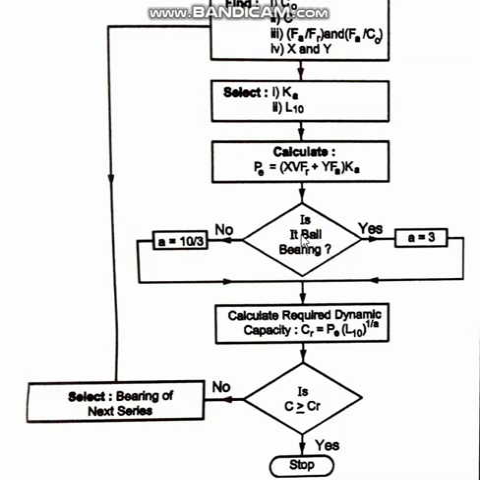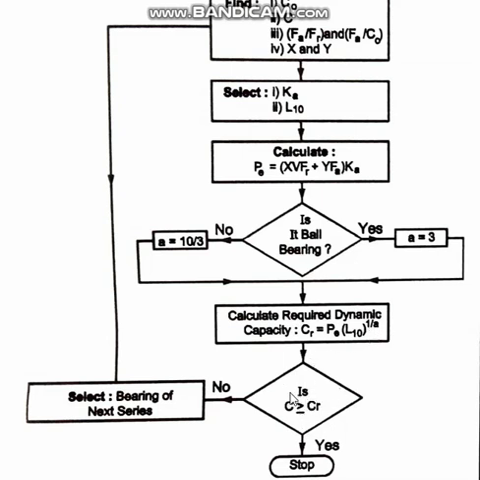Then put a decision box. In the decision box, is it ball bearing? Yes, no. If it is yes, A is 3. If it is no, A is 10 upon 3. Okay, and then calculate the required dynamic loading capacity. Dynamic loading capacity is from the L10 formula. C is equal to PE into L10 to the power 1 upon A.